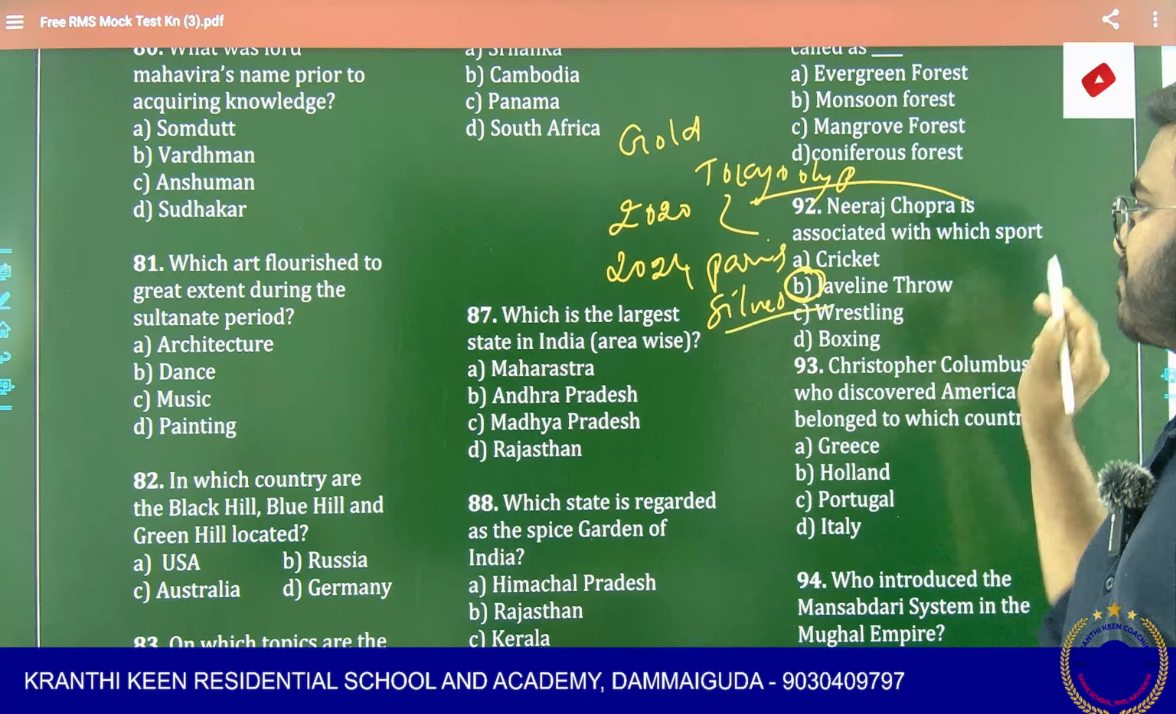Next, Christopher Columbus, who discovered America, belonged to which country? He is from Italy.